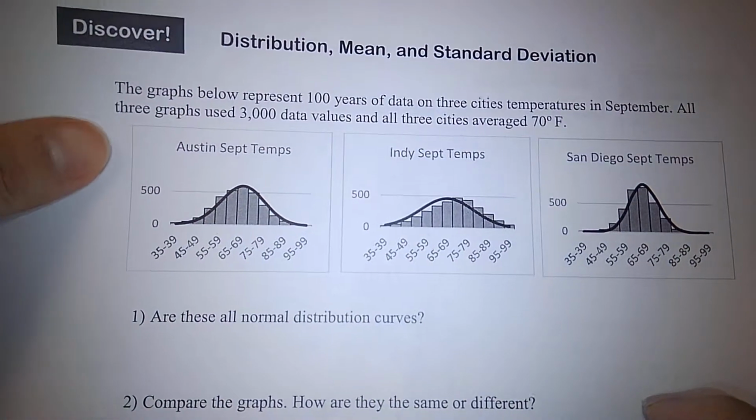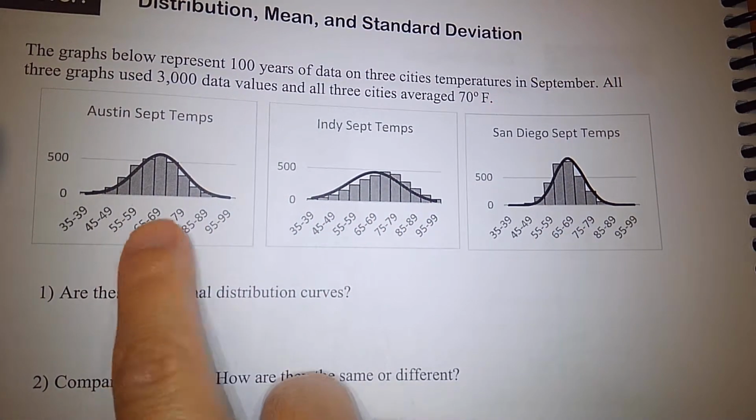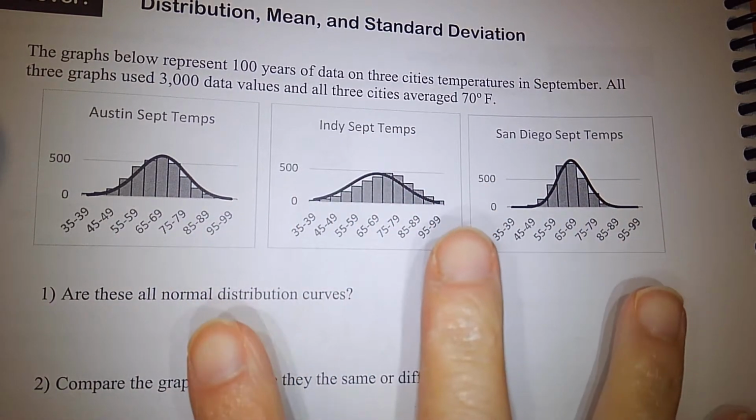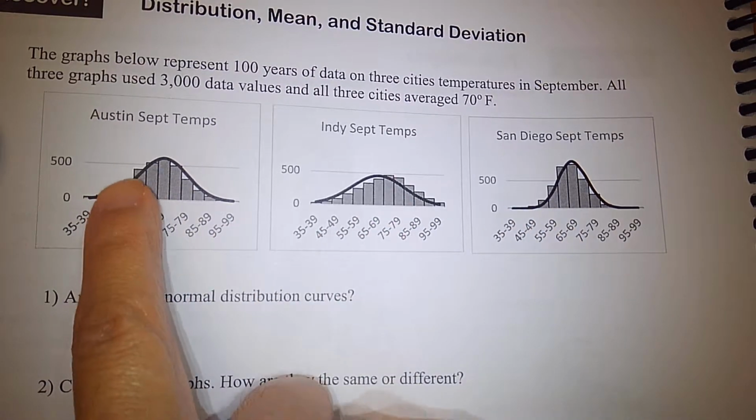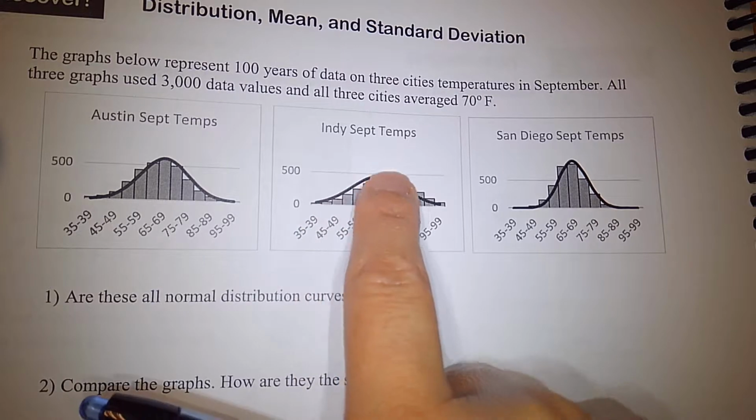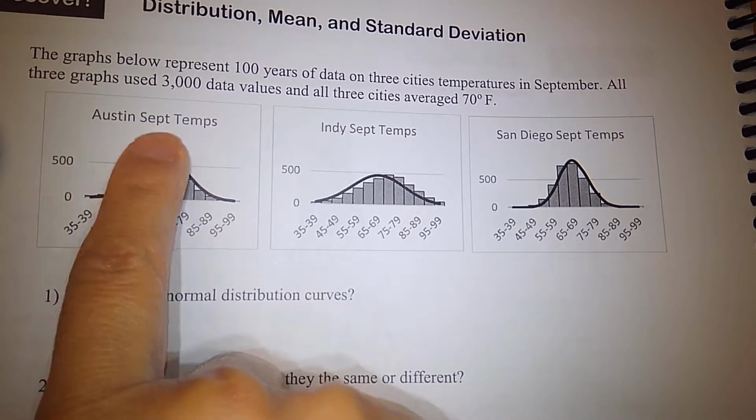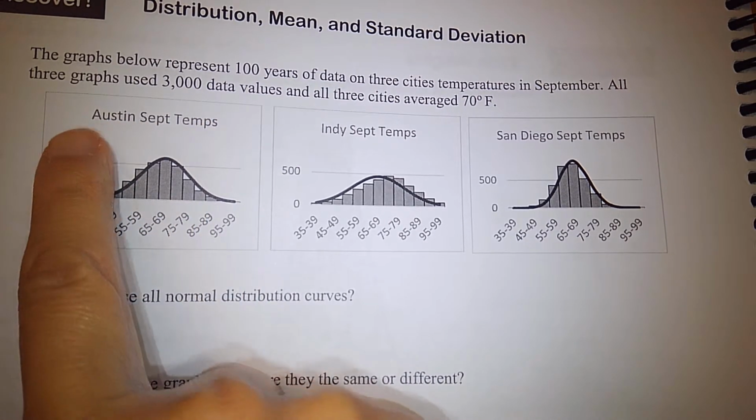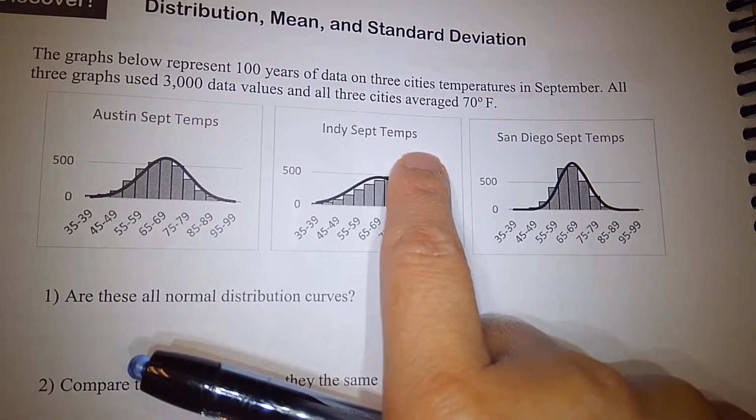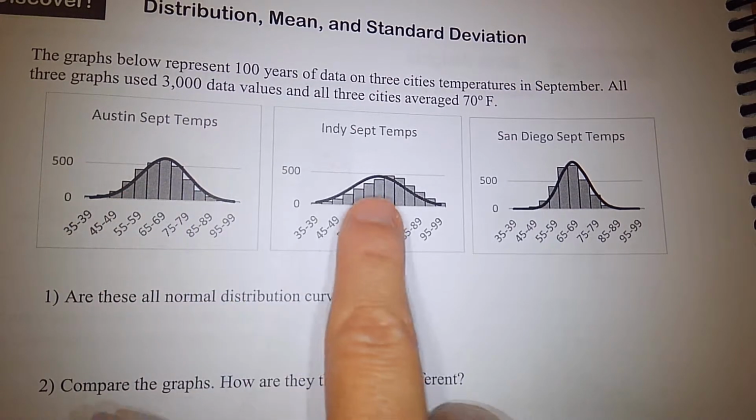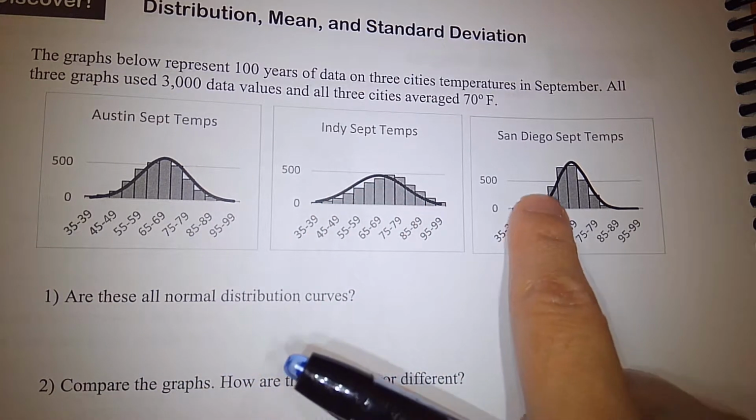Okay, so for normal distribution, guys, let's look at these three pictures. We're not going to read through these questions in detail. But what we can see is that all three pictures have data values that follow a normal distribution. They represent the September temperatures for different cities: Austin, Indy, and San Diego. Even so, we can use a normal distribution curve to describe all three.